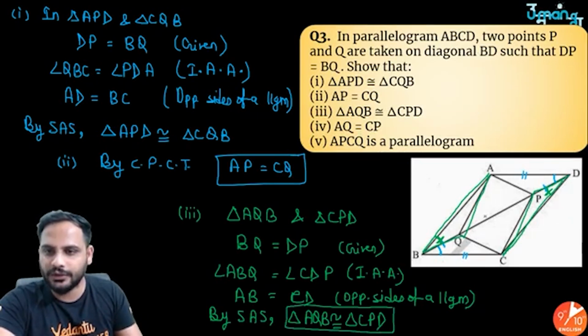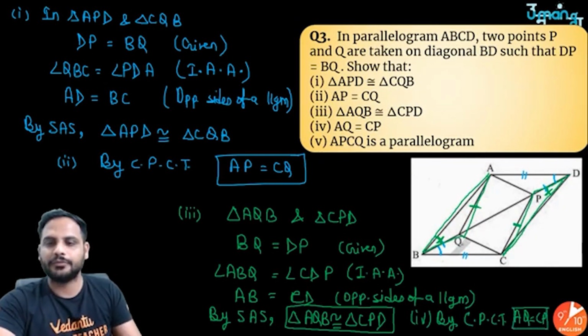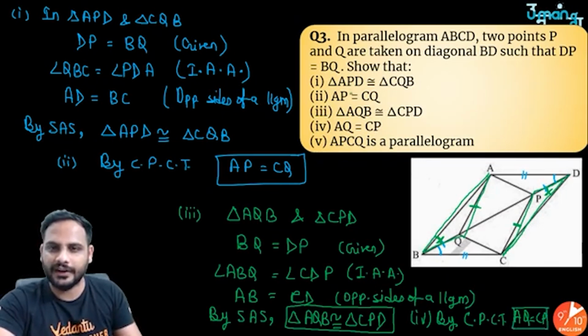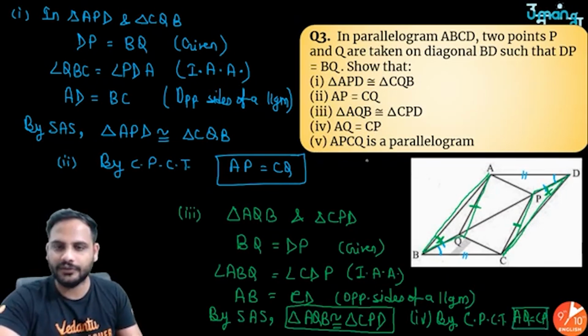And third, fourth, AQ is equal to CP. So obviously AQ is equal to CP. Fourth part, we can easily say by CPCT, AQ is equal to CP. Right? So proving these two triangles congruent, we got the second result, and we got the fourth result.